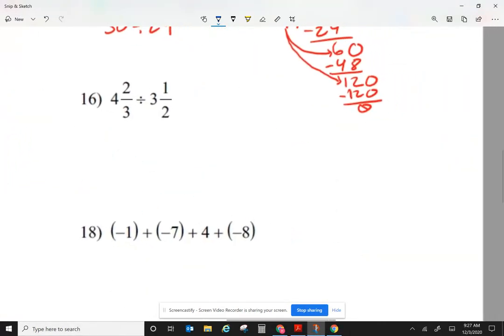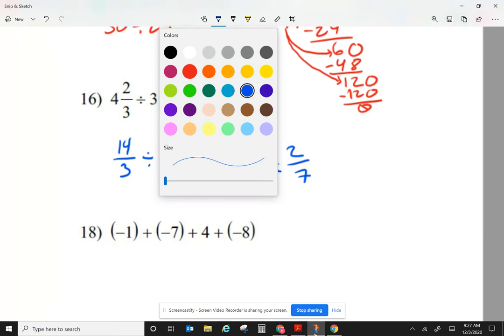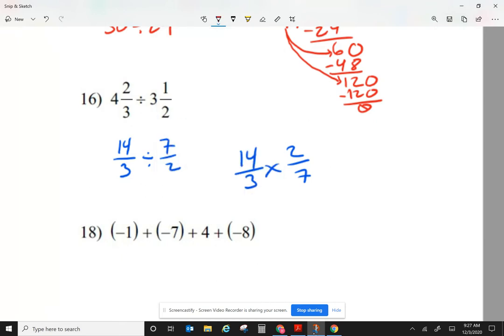All right, let's take a look at number 16. Let me write this as 14/3. Remember, I went 4 times 3, and then I added to the top, divided by 7/2. Once again, I went 3 times 2, I added to the top. I'm going to write this as a fraction. So I'm going to write this as 14/3 times 2/7. Remember, I change it to multiplication, and I do the reciprocal, which means flip the second fraction.